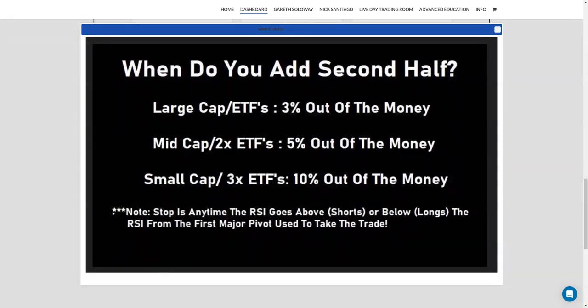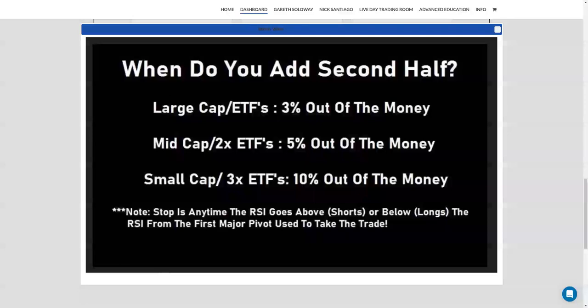Okay, and this is really important because this signal is going to tell you when a stock is in the rolling over pattern. By utilizing this, and I back tested this exponentially, you're going to get a much better entry. And then when the rollover comes, you're going to bank much, much more. Now, the last little note here at the bottom, and you can see it right down here, and I can highlight it right here. Note, stop is anytime the RSI goes above on shorts or below on longs, the RSI from the first major pivot used to take the trade.